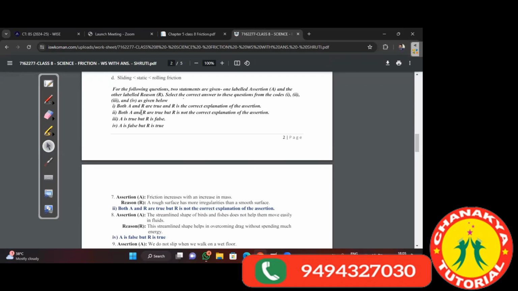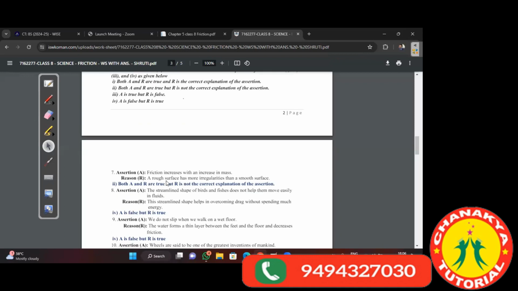So which one will be correct? First: both A and R are true, and R is the correct explanation of the assertion. Second: both A and R are true, but R is not the correct explanation of the assertion. Third: you have to choose this if A is true and R is false. And the last one: A is false but R is true. So to solve this question, see what steps we follow.